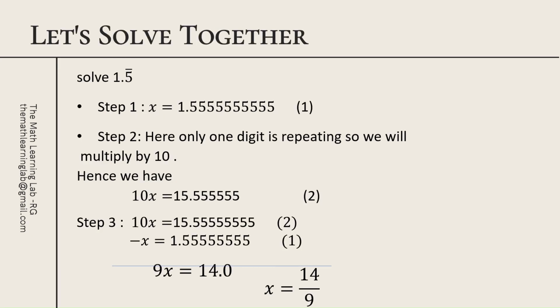Let's solve an example and see how it works. I have to convert 1.5 repeating into a fraction. As I mentioned in the steps, x is equal to 1.555 going on. Second step, here only one digit is repeating, so I need to multiply by 10 to the power 1, which is 10, which I did. So 10x is equal to 15.555 going on. Then I subtract the first equation from the second. Then I have 9x is equal to 14.0. Take a pause and see how it is working.